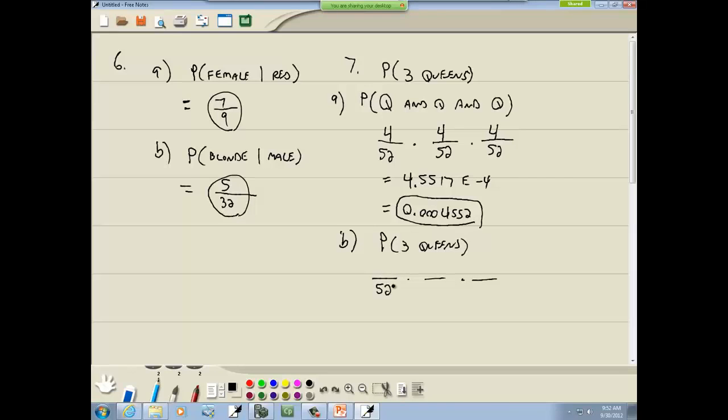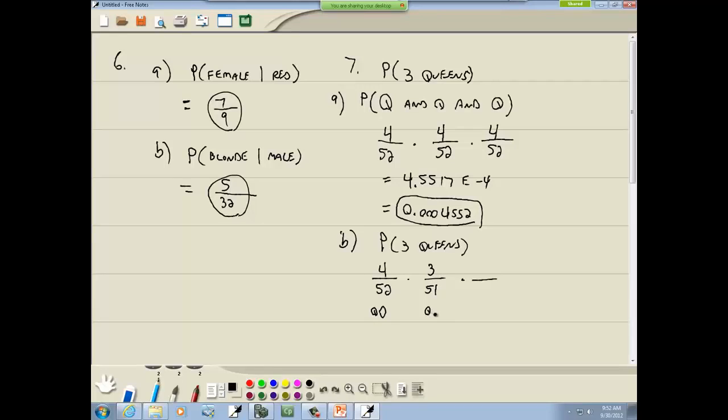First card, 52 total, 4 of them are queens. I actually envision pulling a card out. I find it better to do it that way than to think strictly in theory. I pull the queen of diamonds out. Well, how many cards are left in the deck now? There's 51. Of those 51, how many queens are there? Well, we pulled 1 out, so there's 3 left.